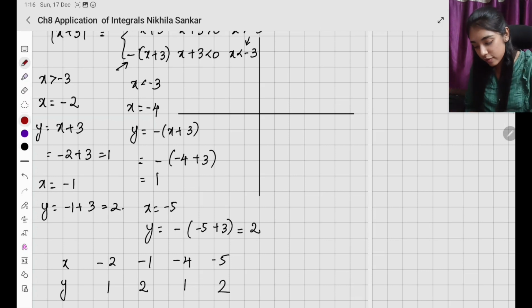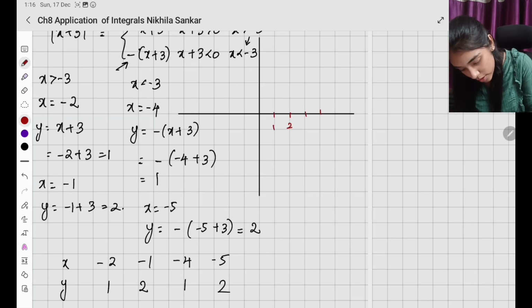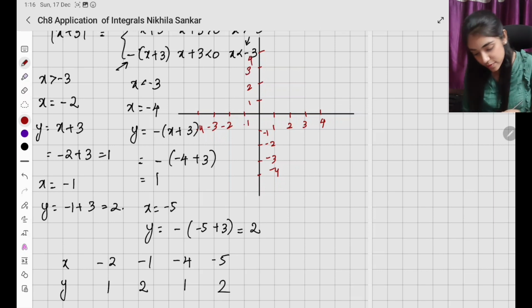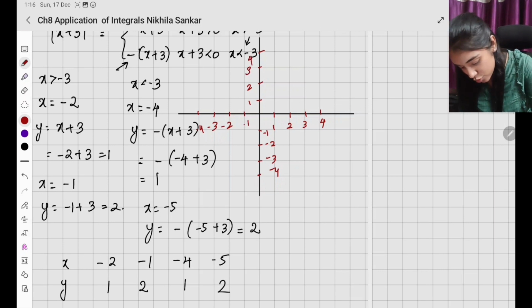Now how does my graph look when I plot these values? 1, 2, 3, 4, minus 1, minus 2, minus 3, minus 4, minus 1, minus 2, minus 3, minus 4, 1, 2, 3, 4. When I plot these values, what do I have? X is equal to minus 2 and y equals 1, so it's this particular point. X is equal to minus 1 and y equals 2, so it's going to be this particular point.